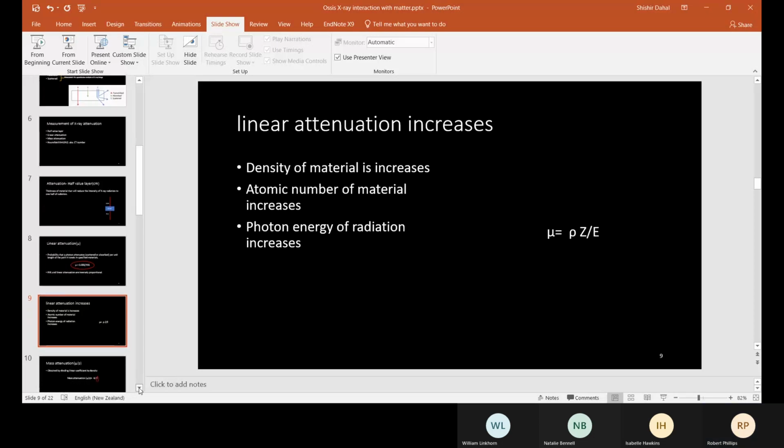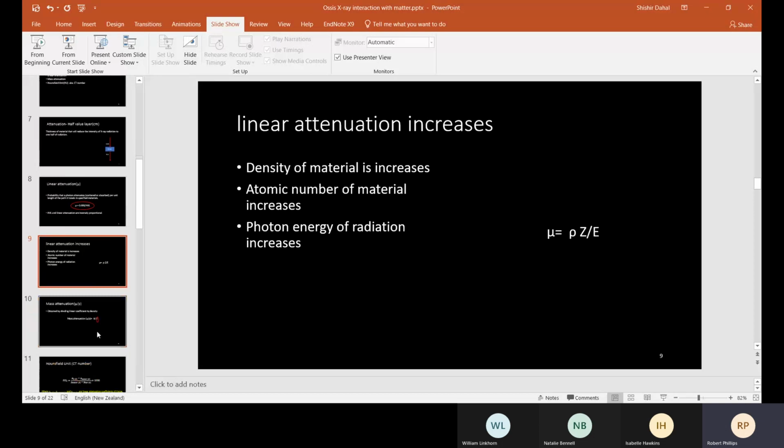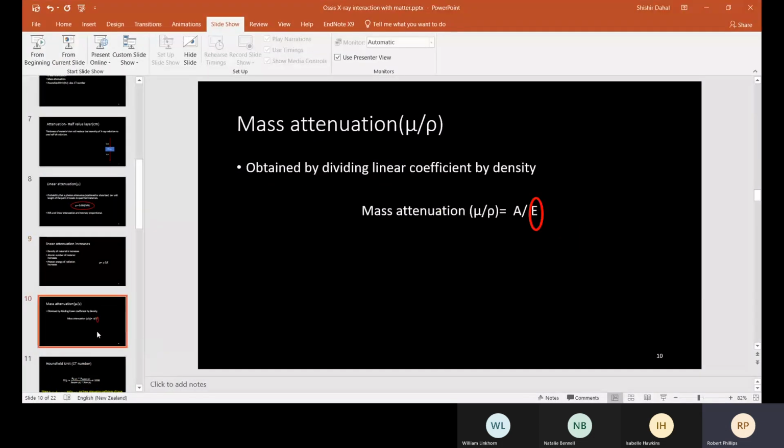Now let's talk about mass attenuation. Because in the body, density is constant. We can't change density. We can't manipulate density. So if we divide linear attenuation by density, then we'll get the mass attenuation. So from half value layer, we can calculate linear attenuation. If we divide linear attenuation by the density of that matter, we can calculate the mass attenuation. And here, if you can see, mass attenuation is again inversely proportional to the energy of the X-ray photon. And this is atomic number. Okay.